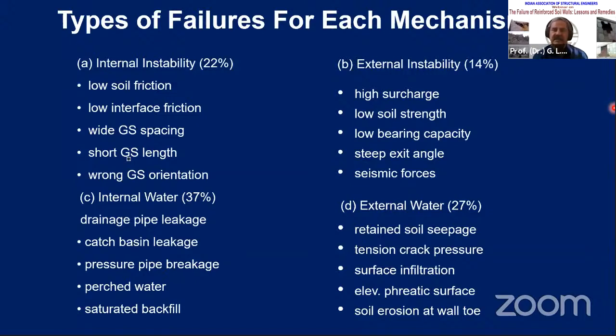External instability can be very high because of the surcharge or low shear strength, bearing capacity, steep exit angle, seismic forces. External water, particularly if you don't control it properly, the surface drainage, can lead to a lot of problems like tension cracks. I will give some case studies on that. Retained seepage, surface infiltration, some of these things are quite complex. Soil erosion at the toe, we have seen where the slopes are not maintained at the base properly, which leads to a lot of problems.